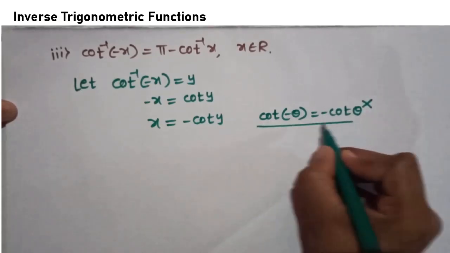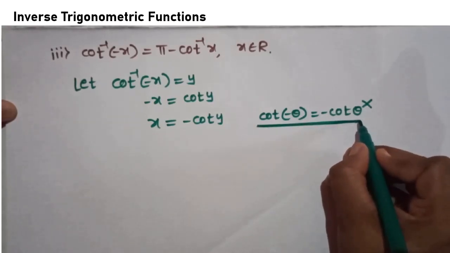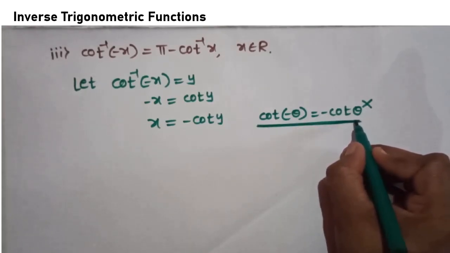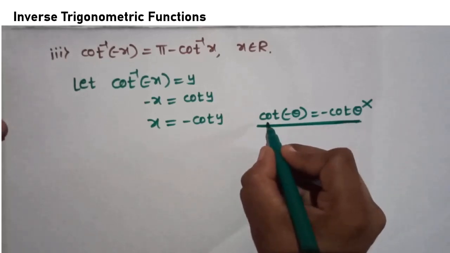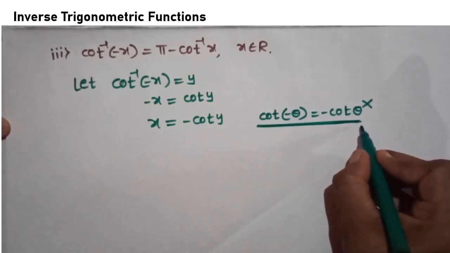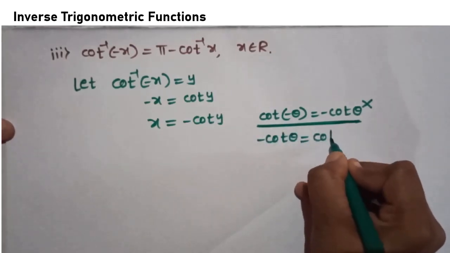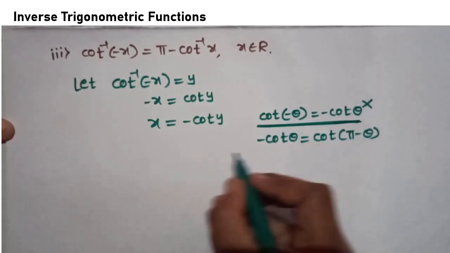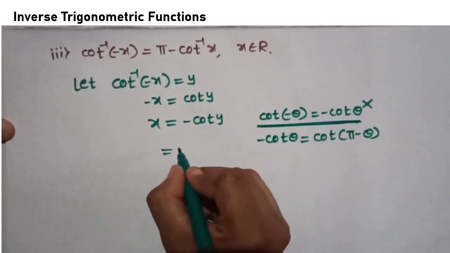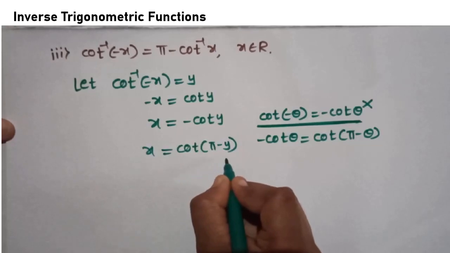Okay, but don't use this result. If you use this result while finding principal values, the corresponding result does not belong to the principal value branch. So instead of using cot of minus theta as minus cot theta, I am using minus cot theta as cot of pi minus theta, so that the result belongs to the principal value branch. So I am using minus cot y as cot of pi minus y.